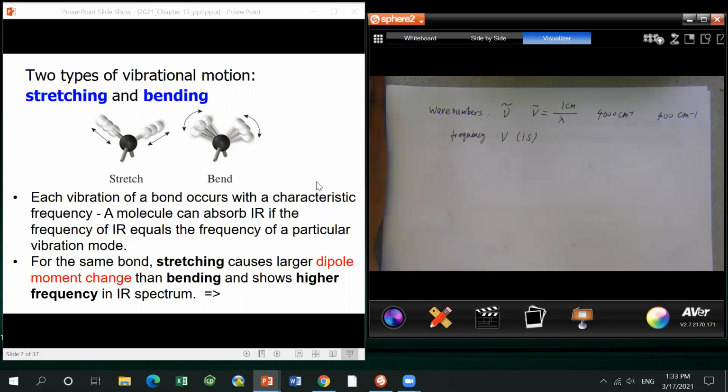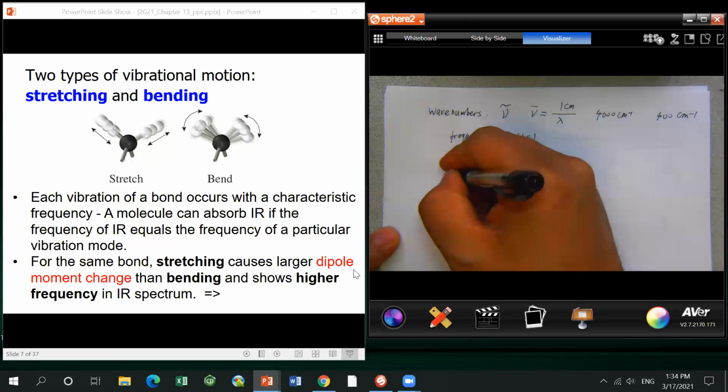Absorption peaks. For the same bond, you can do the stretching case or the bending case. Normally speaking, stretching causes a large dipole moment change and has a higher frequency than the bending case. So what does that mean? Let's take one easy example, for example, water.